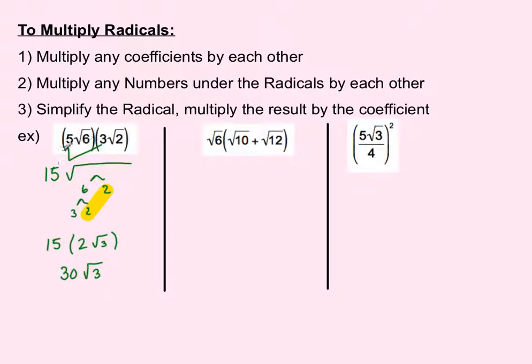Okay, so multiply coefficients. Multiply numbers underneath the radical, but don't actually figure out what the number is. Just use that as the start of your factor tree. Break those down, simplify the radical, multiply the coefficients together. Final answer.